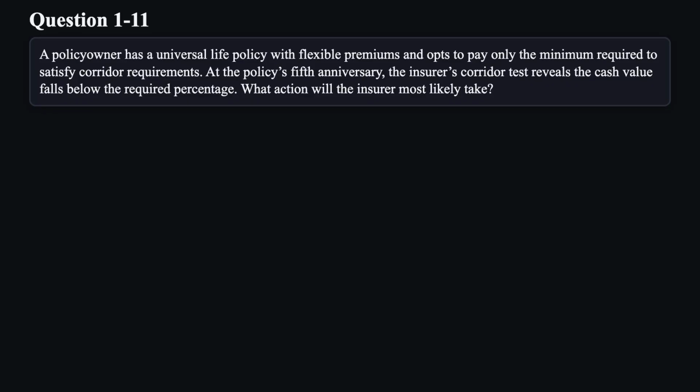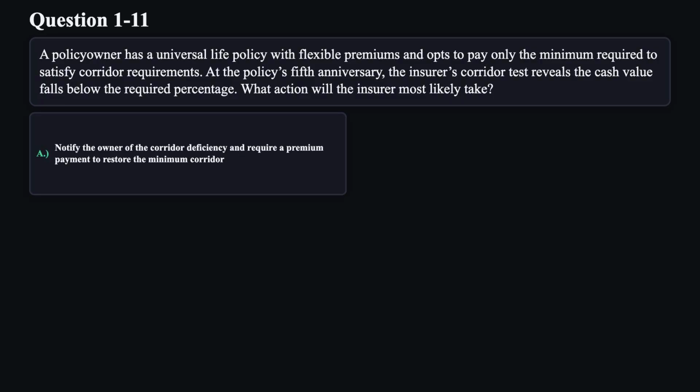Question 11. A policy owner has a universal life policy with flexible premiums and opts to pay only the minimum required to satisfy corridor requirements. At the policy's 5th anniversary, the insurer's corridor test reveals the cash value falls below the required percentage. What action will the insurer most likely take?